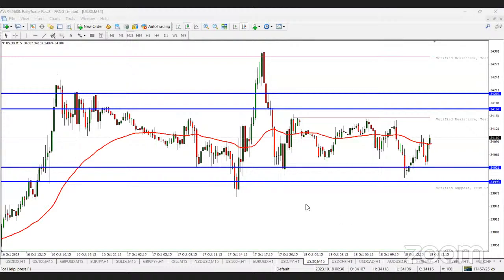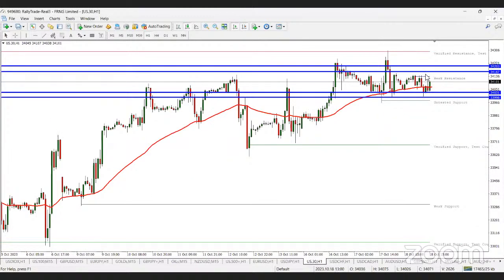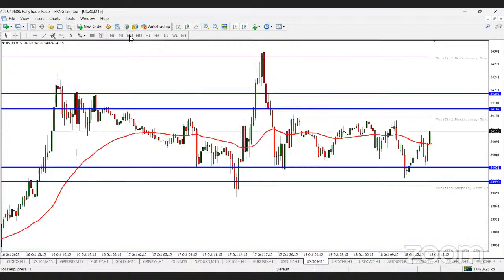Okay, so that's what I would be expecting. I don't expect US 30 to actually break this verified resistance, but as a matter of fact, this is even a weak resistance actually, but I don't expect it to break that point. But you know, we'll see how it goes.